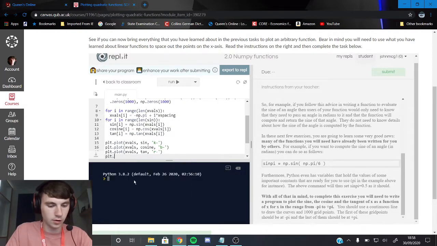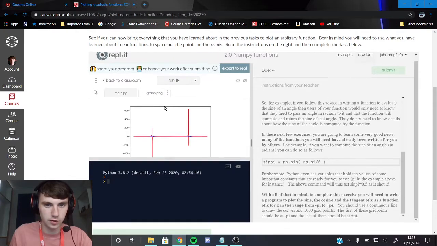Then we're obviously going to save it, so plt.savefig, you'll get used to that one. And what will we call it? Just graph.png. Now if I run that code, all going well, that should work.